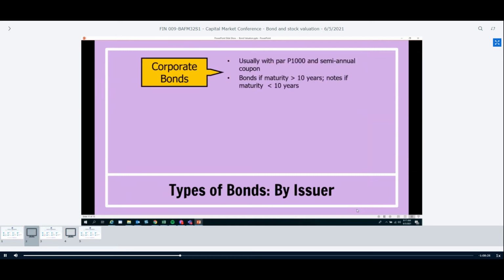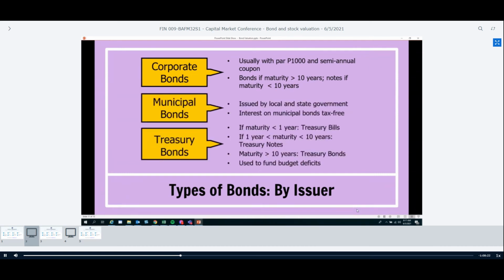So types of bonds by issuer. We have corporate bonds, usually with face value of 1,000 pesos and semi-annual coupon, meaning semi-annual payment. They are bonds if maturity is greater than 10 years, and notes if the maturity is less than 10 years. Ito lang naman yung tawag, no? So it's bonds or notes payable. Municipal bonds are issued by local and state government. Interest on municipal bonds is tax-free.